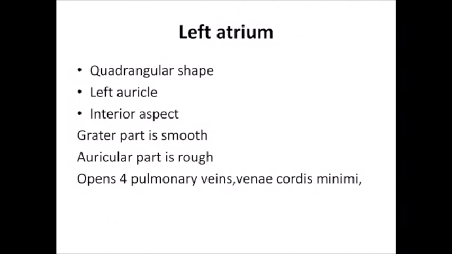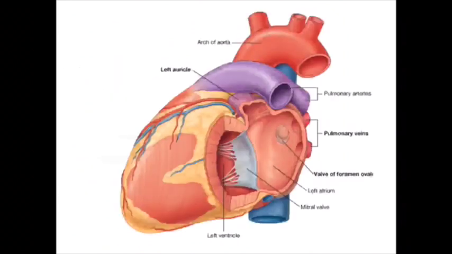Left atrium, it is quadrangular in shape, and interiorly it also has smooth and rough part. The greater part of the left atrium is smooth and auricular part is rough. The pulmonary veins, venae cordis minimi open into the left atrium. This is the structure of the left atrium. It also has rough part and smooth part.